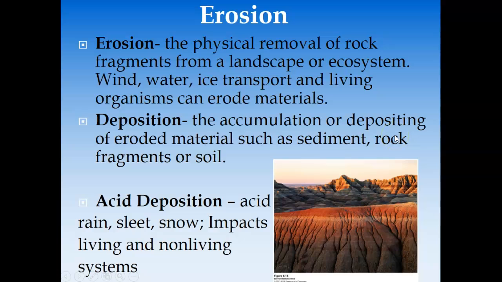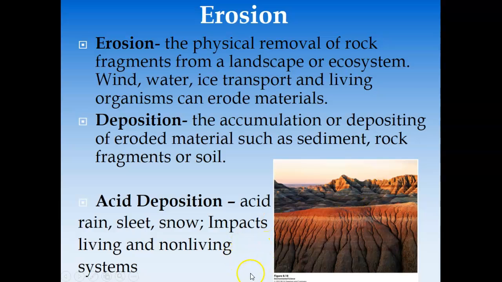Erosion is the physical removal of rock fragments from a landscape or an ecosystem through wind, water, and ice. And living organisms can also erode these materials. Deposition is where that eroded material accumulates or is deposited. So I like to show this image because it's really clear. You can see the layers of sedimentary rock over here that have been laid down over time, and it's solid. And then in the front of this picture, you can see where there were weaknesses in those rocks where water had hit, and then it created these little cracks. So that's erosion, and then deposition in the back.